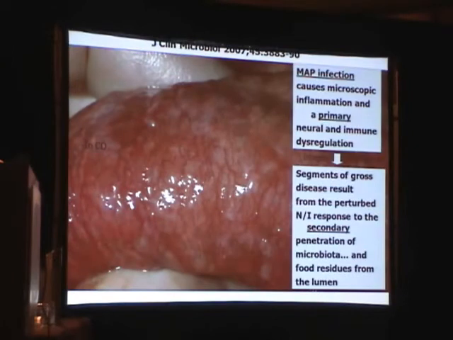So a model of what is happening here, which is consistent with what we know, is that the MAP infection causes a microscopical inflammation and a primary neural and immune dysregulation. This impairs, as experimental studies have ably shown, the integrity of the mucosa and other critical functions of the intestine. And the segments of gross disease result from the perturbed neuroimmune response to the secondary penetration of microbiota, including educated microbiota, and of course a contribution from food residues from the gut lumen.